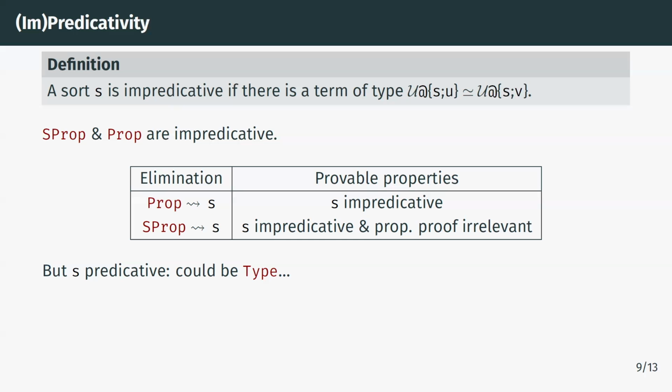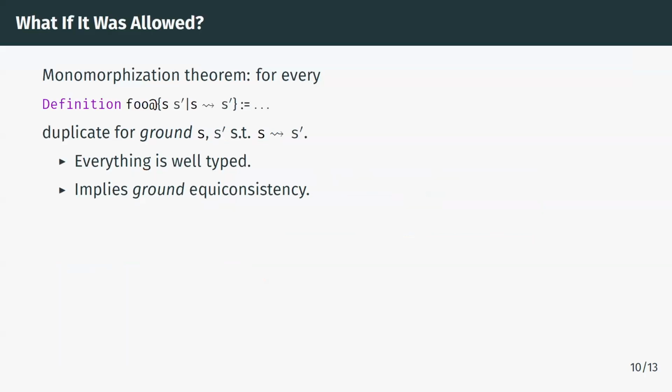So it can be instantiated to type, to S prop, or to prop. And well, type is predicative. So by default, S is also predicative. So what we do currently is that we totally forbid the user to write prop eliminates to S and S prop eliminates to S. But if we were in a world where we didn't forbid this, what would happen?